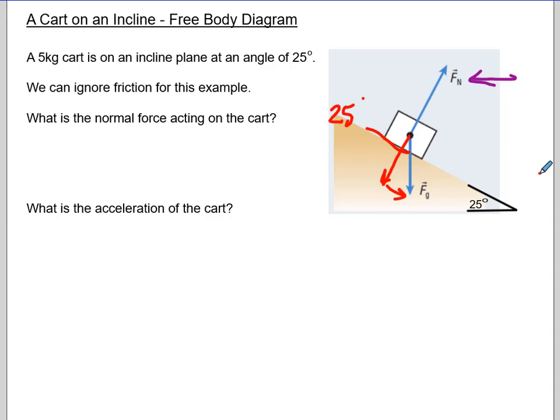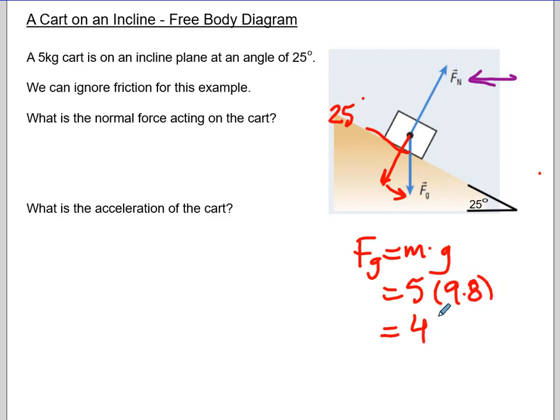So if we have 5 kilograms, okay, and I want the FG here, so FG would be mass times gravity, which would be 5 times 9.8, which would be 49 newtons. Now if I want to find this component right here, that component there is going to be what balances the normal force. So I need to find that component of gravity. So let's call that FGY just for argument's sake.